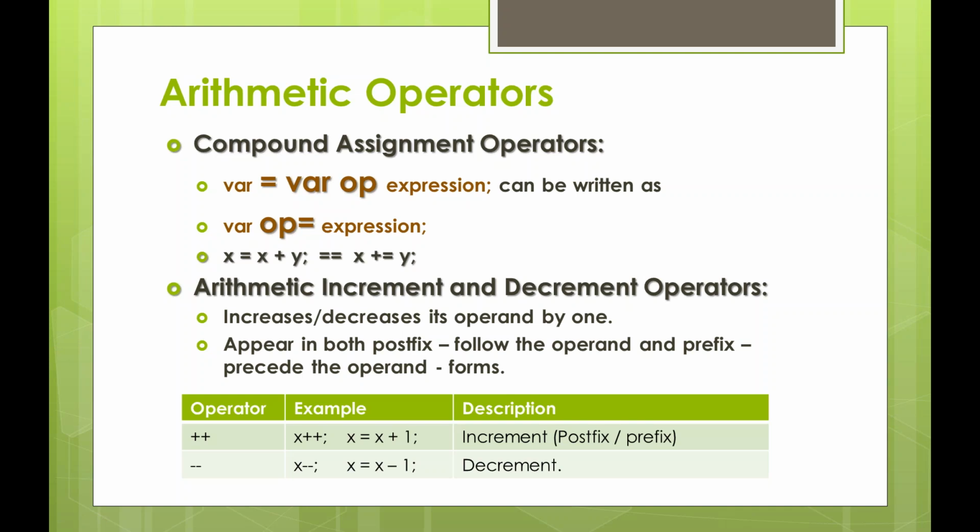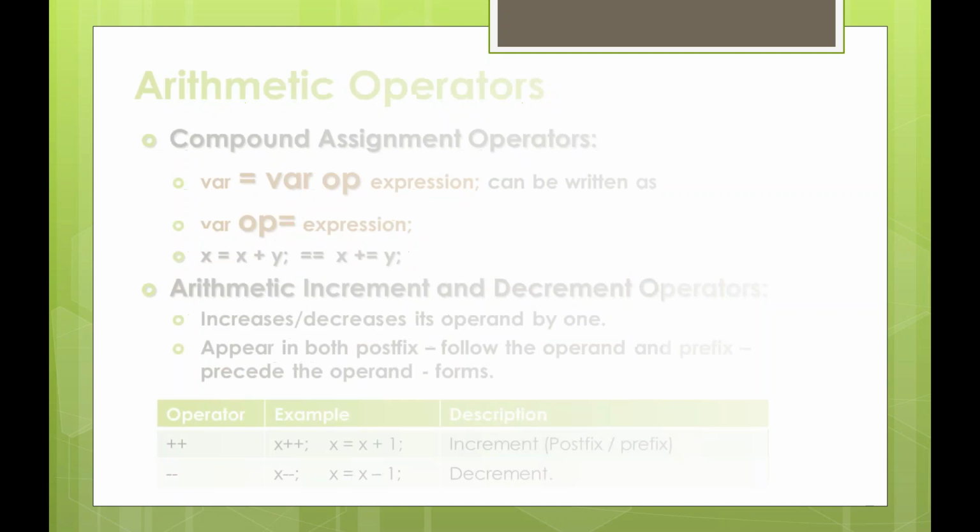In postfix, the operator follows the operand, but in prefix the operator precedes the operand. This is the operator which follows your operand. The other way, you put the operator before the variable. So that is the difference.